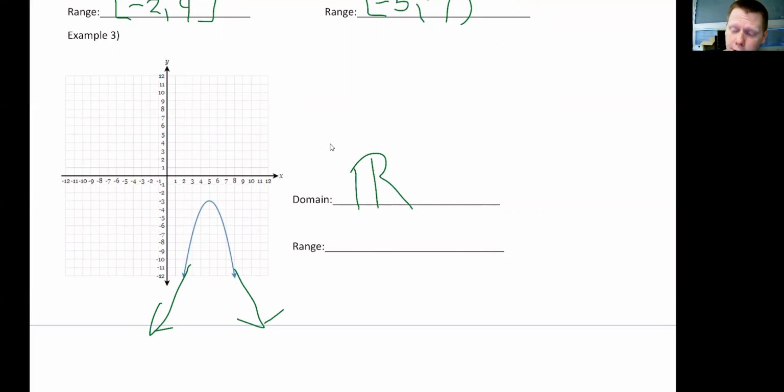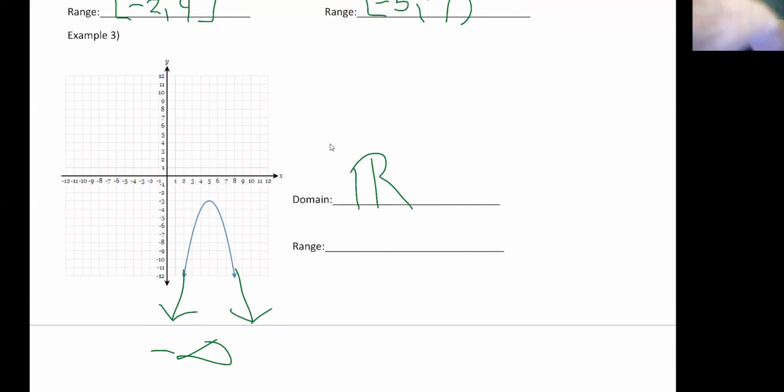Our range, on the other hand, goes down forever. So technically that's -infinity. We don't have a number because it's just going to keep going down further. If you say it goes down to -100, nope, it's going to keep going past that. But the highest our graph goes is -3. So basically it's from -infinity to -3. You always want to start at the bottom, so it would be -infinity.